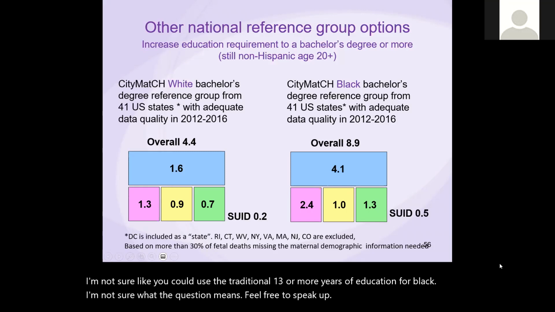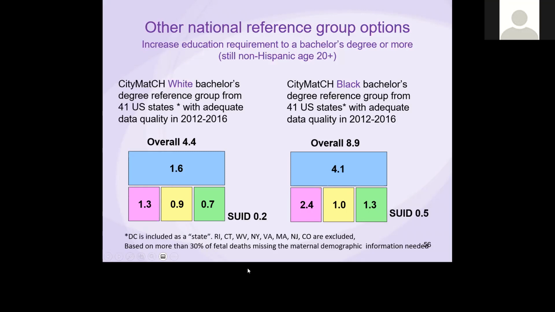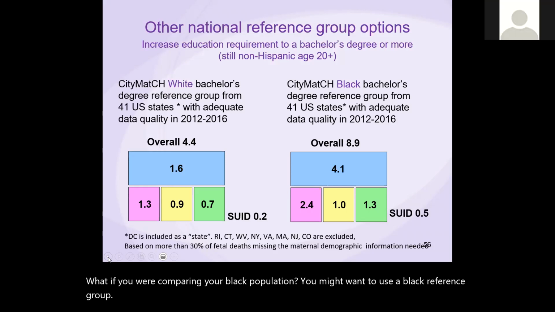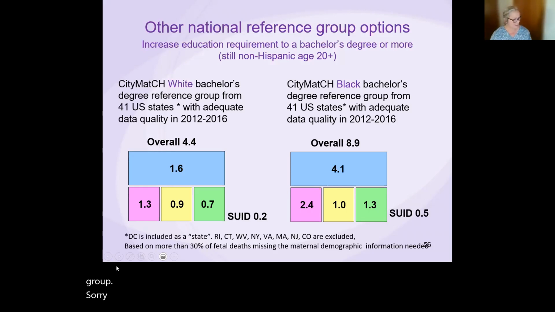You were mentioning the reference group, and I was just wondering what you meant by using other Black groups. So other than the reference group? I don't remember saying that. If you were comparing your Black population, you might want to use a Black reference group. Okay, thank you. Sorry if I said something I don't remember saying.